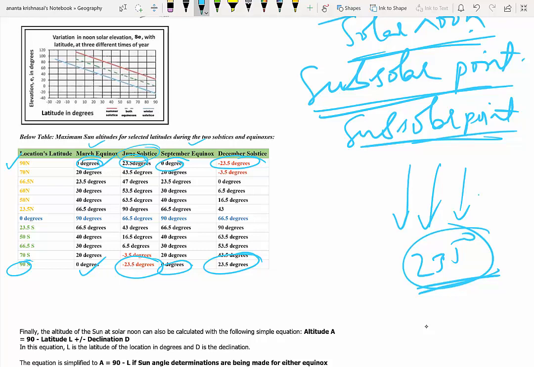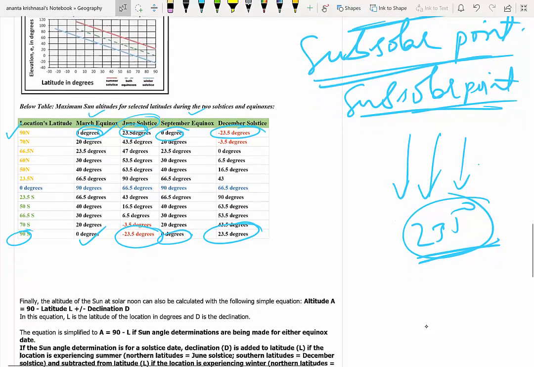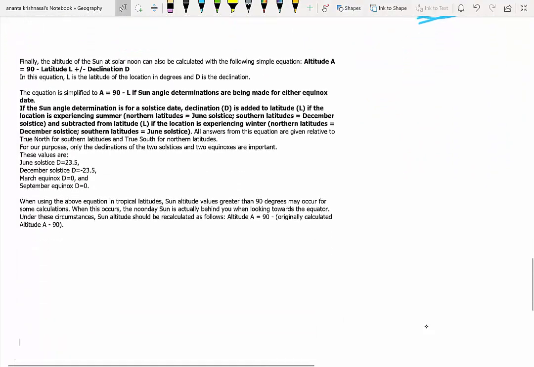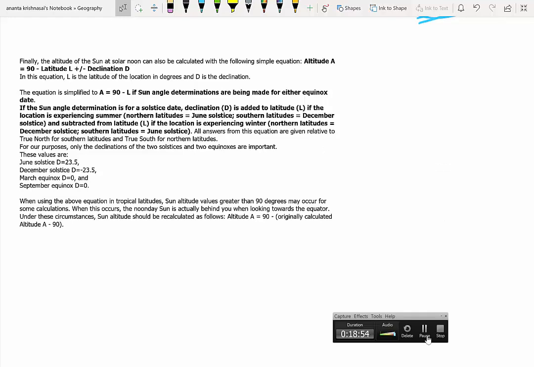And if you have to understand this in terms of a formula, that formula can also be written like this. Suppose I am calculating the altitude of the sun at solar noon. You can use this equation: 90 minus latitude L plus or minus declination D.